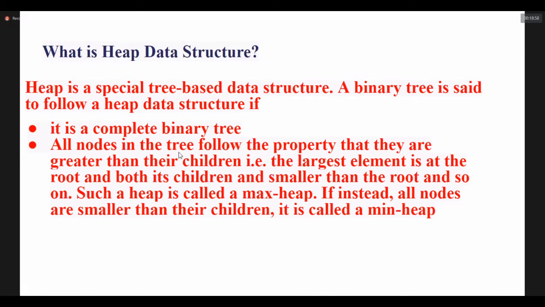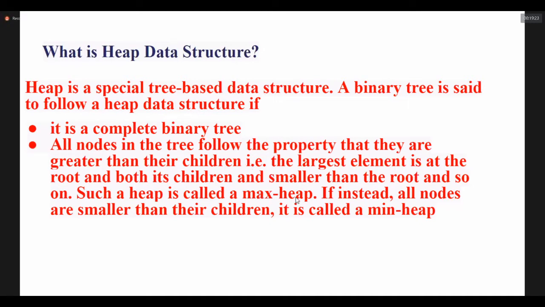All nodes in the tree follow the property that they are greater than their children. That is, the largest element is at the root, and both its children are smaller than the root, and so on. Such a heap is called a max heap.